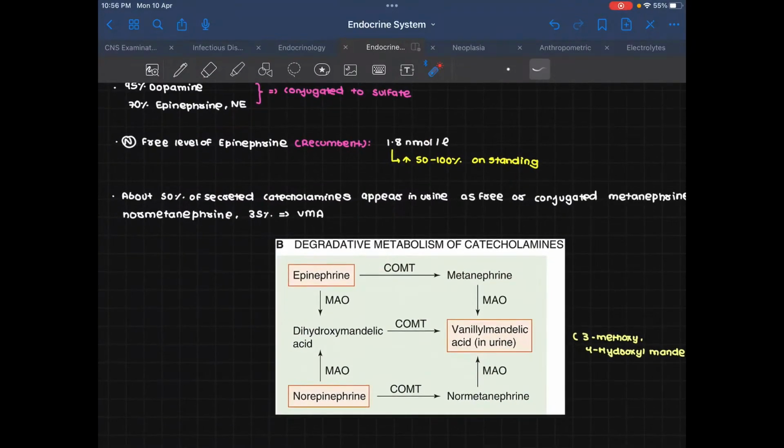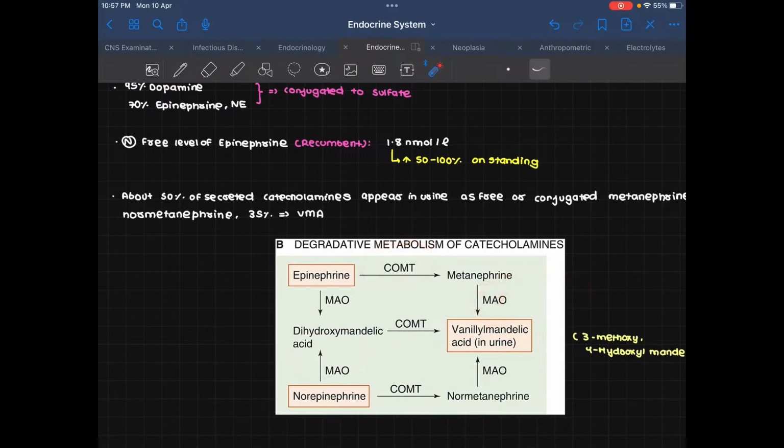So what are the different metabolites of the catecholamines, which we detect in the urine? So this epinephrine gets converted to metanephrine by this enzyme known as catechol O-methyl transferase. Okay, COMT, right? And this metanephrine gets converted to VMA, that is vanillylmandelic acid, via something known as monoamine oxidase. Okay, so we have COMT and MAO inhibitors.